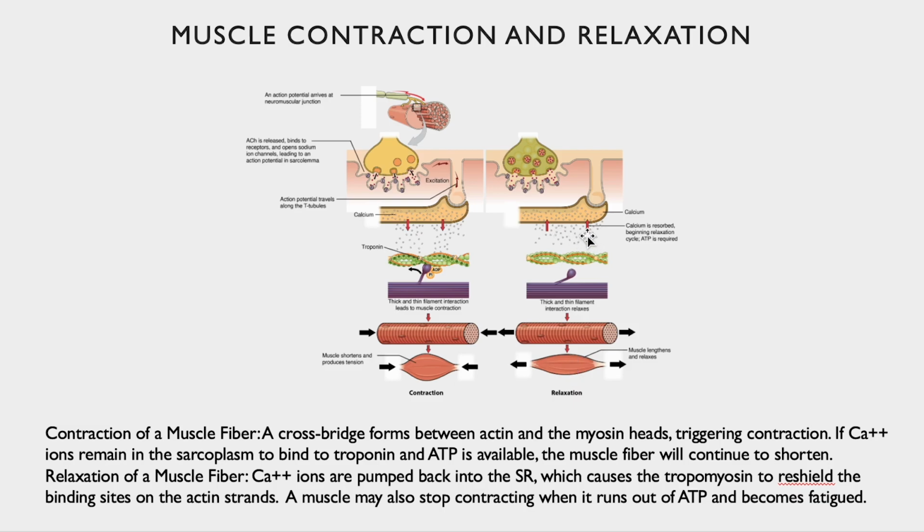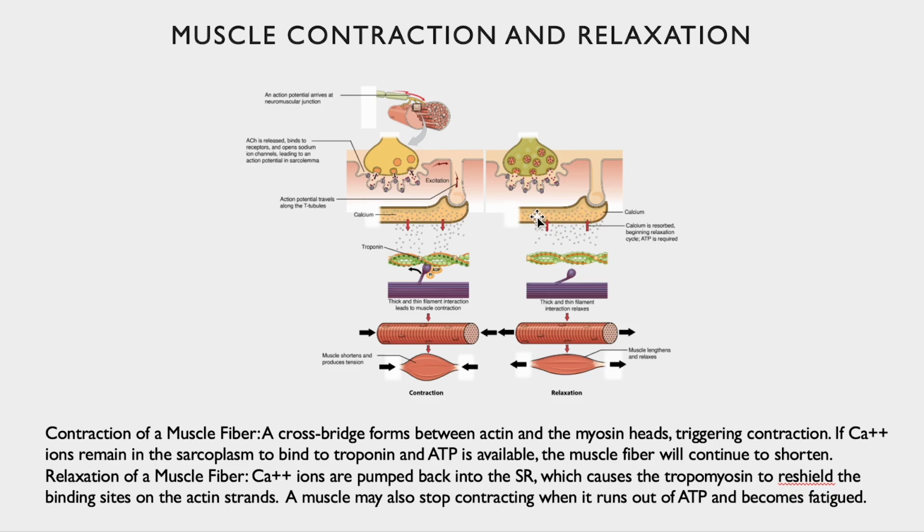Another necessary step is that we have to remove the calcium from the sarcoplasm. So we need to take calcium back into the sarcoplasmic reticulum. And for this reuptake of calcium here, ATP is necessary too, because now calcium is going from low concentration to high concentration inside the SR.